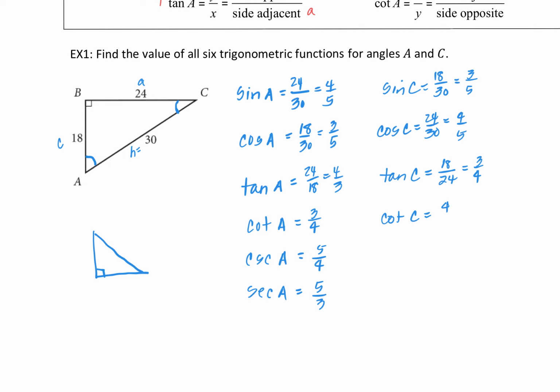So I wanted everyone to get practice looking at the different angles and getting comfortable with identifying the opposite side, the adjacent side to the respective angle, and the hypotenuse, but I also wanted to point something out. Notice that if I look at sine and cosine with angle A and then look at angle C, they're switched. Sine of A is equal to cosine of C. Cosine of A is equal to sine of C.